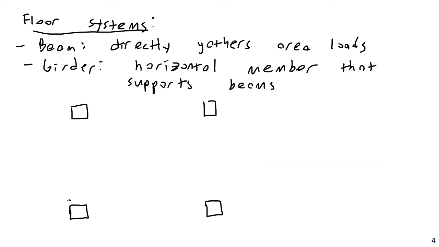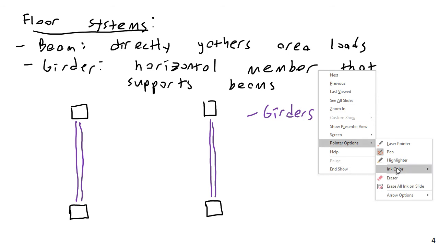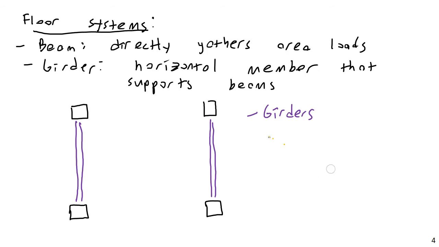So maybe I'll do this here. These would be girders, maybe in this direction, if I can manage to draw a straight line. So these would be my girders. Although they could run just as well in this direction, or you could actually have girders in two directions as well, depending on how you set up your flooring system. And then maybe you have beams running in the other direction, like this.